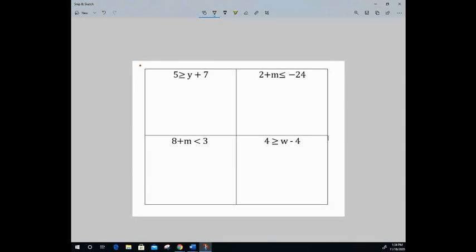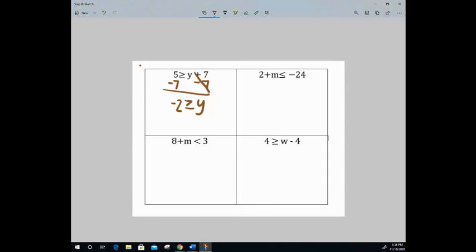So looking at this problem, we have 5 is greater than or equal to y plus 7. So the first question I'm asking myself is, what is my variable? My variable is y. What's attached to that y? A plus 7. How do I undo a plus 7? I'm going to subtract 7. And whatever I do to one side, I have to do to the other. These 7s are going to cancel just like they would in an equation. I'm going to write y, and then I'm going to bring down my greater than or equal to symbol here. And 5 minus 7 is negative 2.